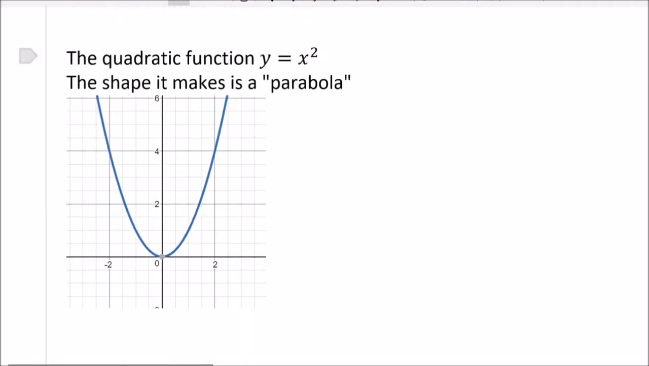We're also going to deal with quadratics. You've probably seen this one before as well. Okay, that one's x squared. The shape is called a parabola. The equation is not a parabola equation. It's an equation that is quadratic, which produces a parabola.